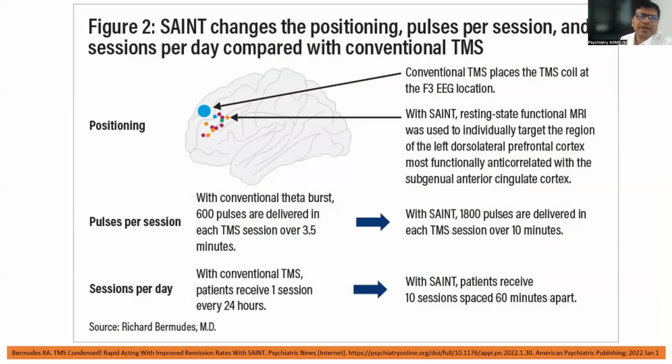The recent approval of an accelerated protocol is the SAINT protocol, Stanford Accelerated Intensive Neuromodulation Treatment protocol. This targeted the F3 location, that is the left dorsolateral prefrontal cortex. 1800 pulses are delivered in each of the TMS sessions over 10 minutes, and 10 sessions are given in a given day with an inter-session interval of 60 minutes. One session is given, after 1 hour another session is given, and over a period of 10 hours, 10 sessions are given in a day. And over a period of 5 days, 50 sessions are delivered. And you see the interesting outcome.